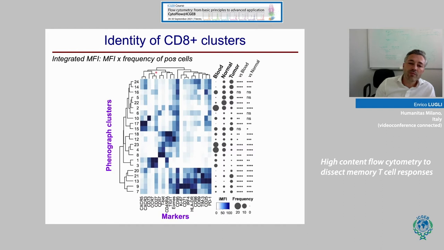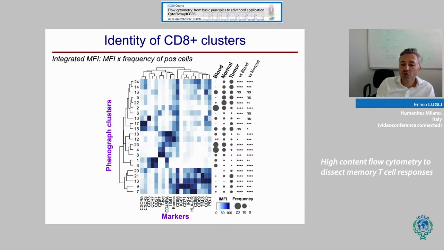Obviously, you can also do some meta-clustering, so the different clusters can be combined close to each other on the basis of their similarities, and the same goes for the different markers. So you have markers that are very much abundant in the tumor, like in this case, or other markers that tend to be more abundant in the blood.